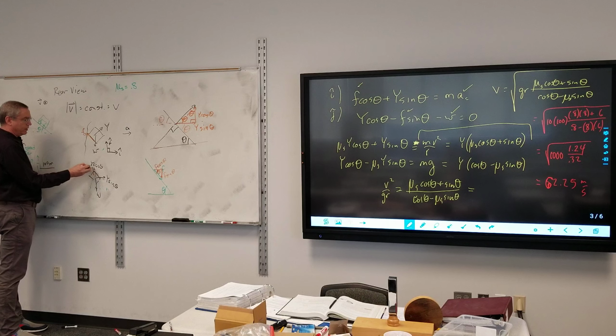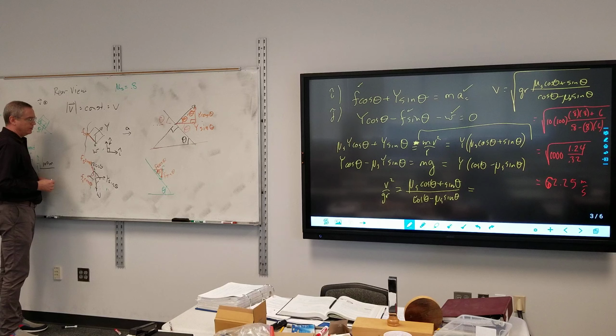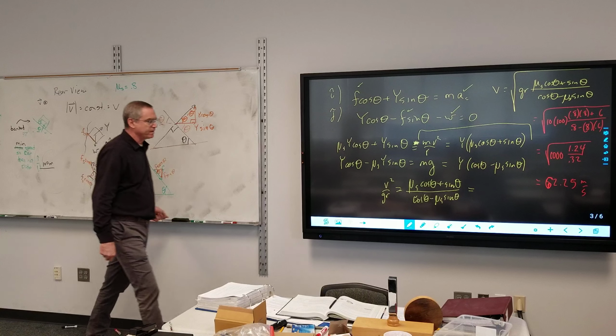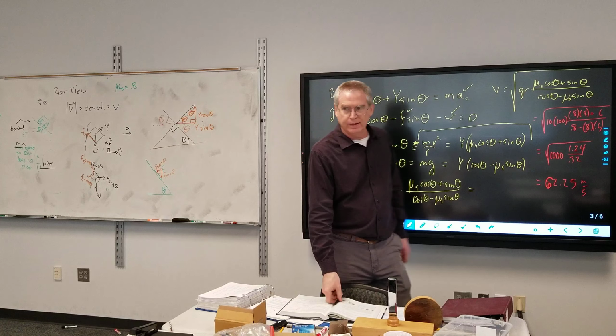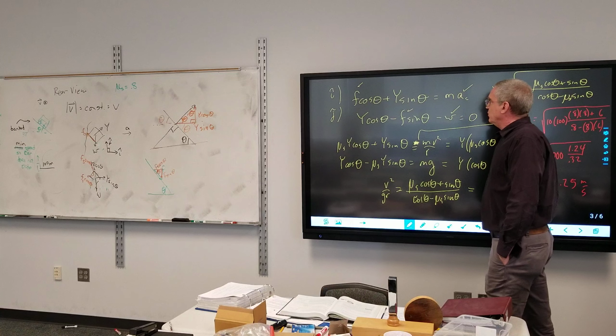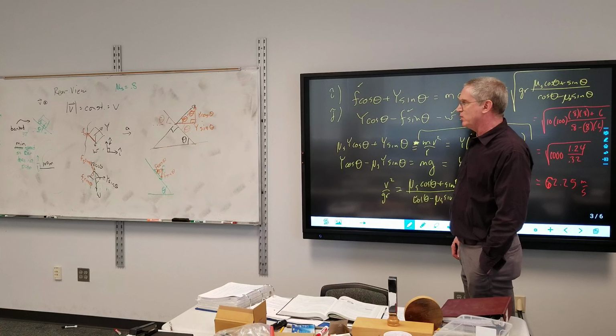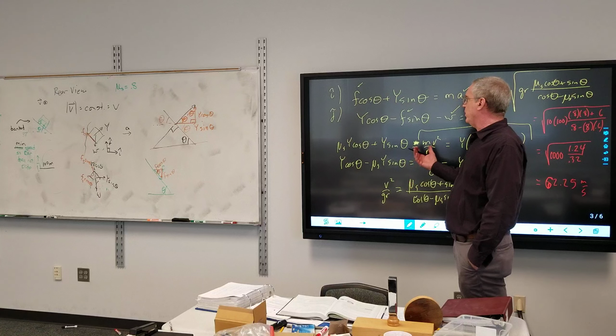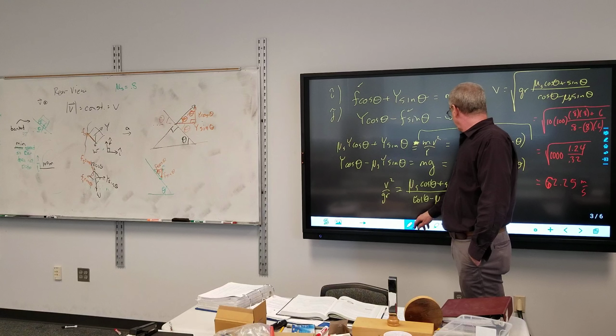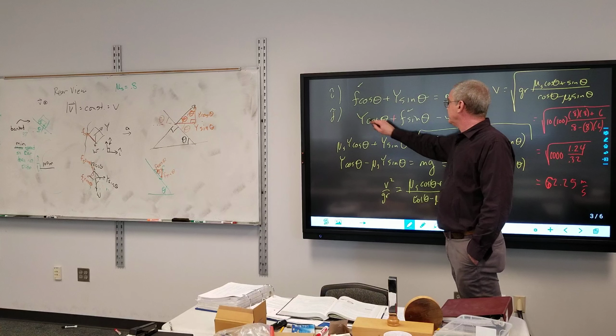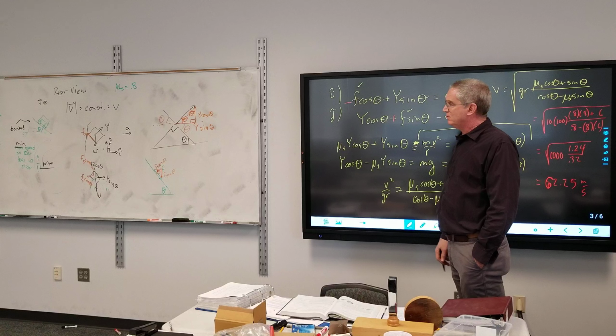And so it's acting up to the left. So I have F_s cosine theta, F_s sine theta. So friction is acting in the opposite direction. That's the only thing that's changed there. Our equations are going to change. That becomes plus, and that becomes minus.